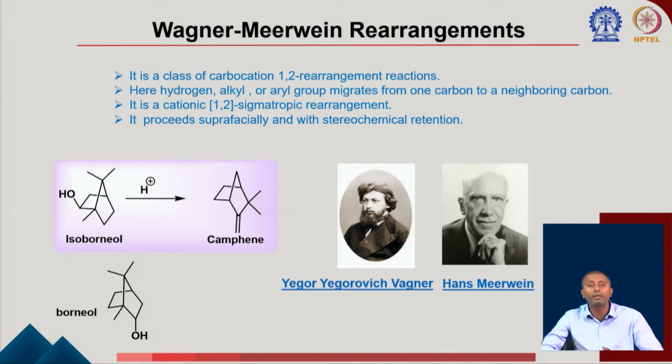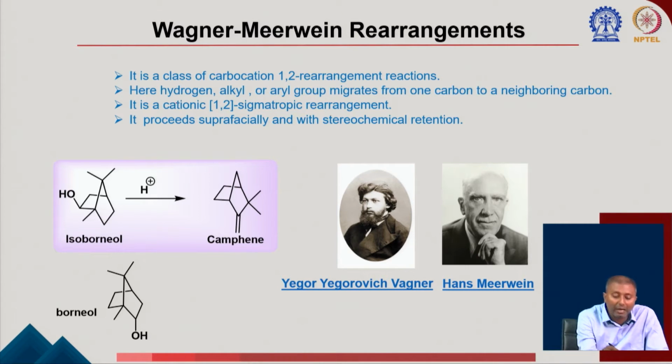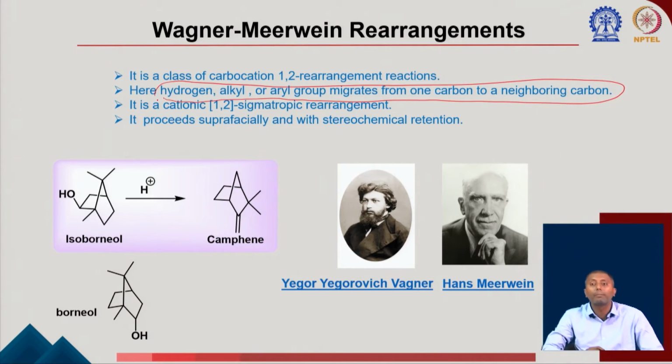So there are a couple of important points. This is of course a carbocationic rearrangement happening. From here what you can see is that a hydrogen, alkyl or aryl group migrates from one carbon to the neighboring carbon. So that is the important thing here, that the migration is happening from one carbon to another carbon. And then we are going to also learn about the stereochemical aspects in the next slides.